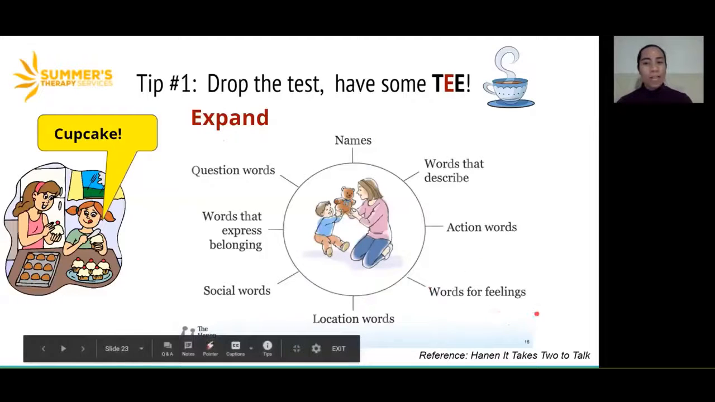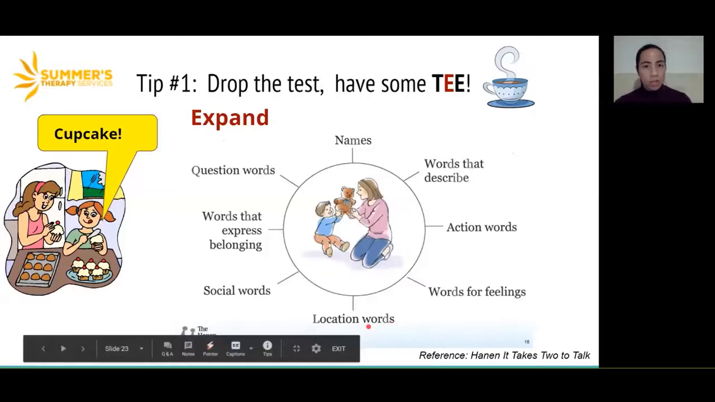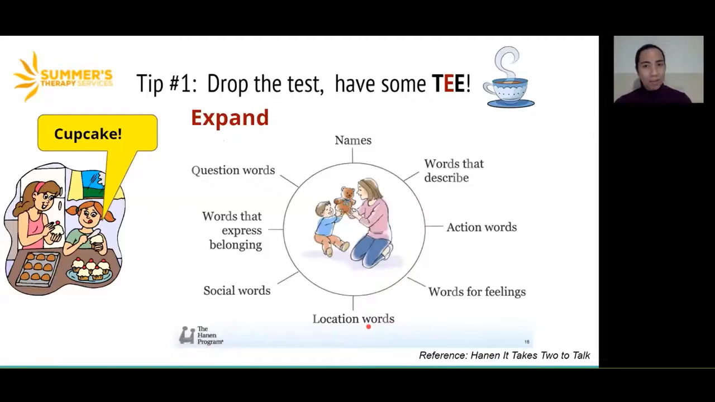We can talk about feeling words as well. I like the cupcake, yummy cupcake. Talk about location words. Where is the cupcake? In the box, on the table, in my mouth.